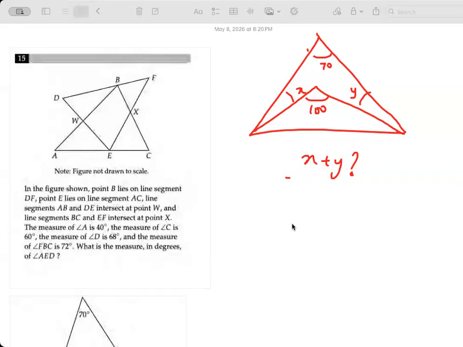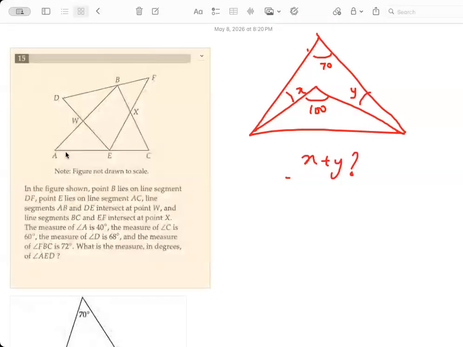Let's go here. In the figure shown, point B lies on the line segment DF. Point E lies on the line segment. I can write it down, it's so hard otherwise. The measure of A is 40. Measure of C is 60.